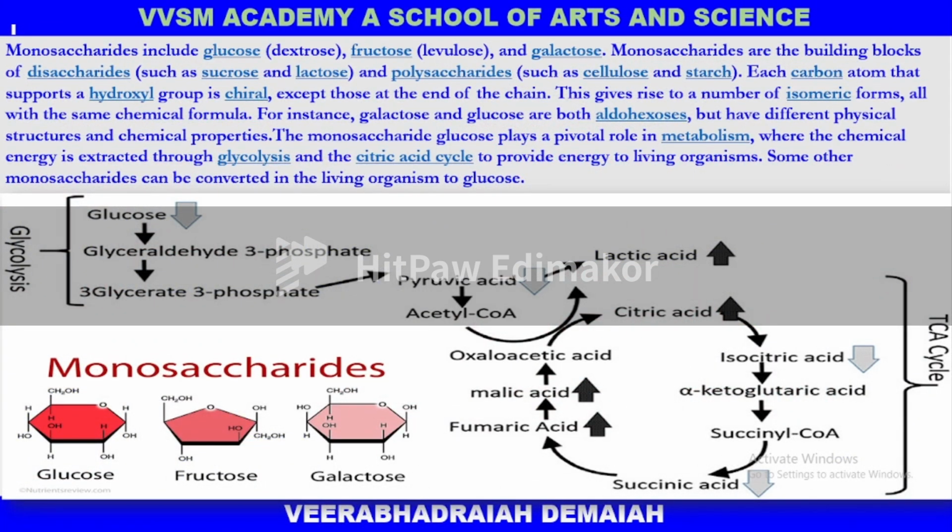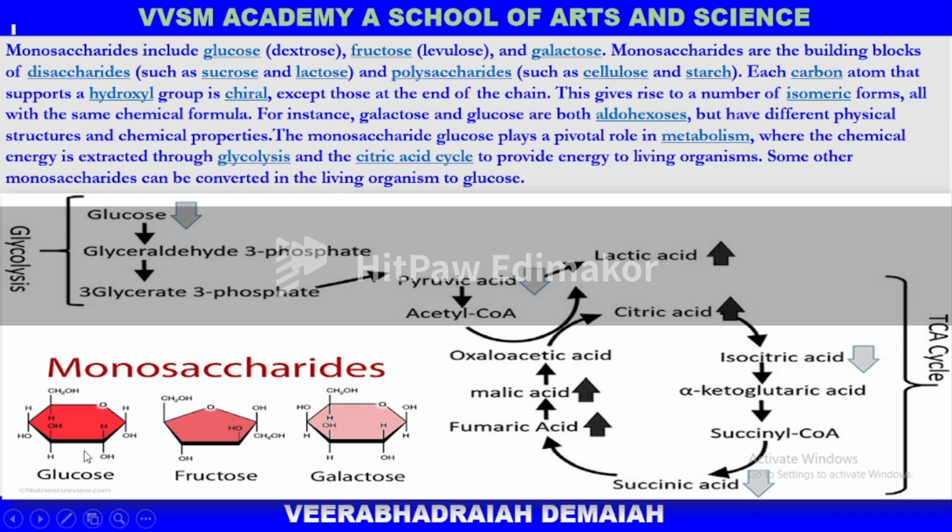Well friends, what are monosaccharides? Monosaccharides include glucose, also called dextrose, fructose, also called levulose, and galactose. Why is it called dextrose? When plane polarized light is passed through a solution of glucose, the plane polarized light turns towards the right, dextrorotatory, so dextrose. Fructose is called levulose. When plane polarized light is passed through a fructose solution, it turns towards the left, levorotatory. That is, the previous one is dextrorotatory. This higher chemistry I will discuss in future.